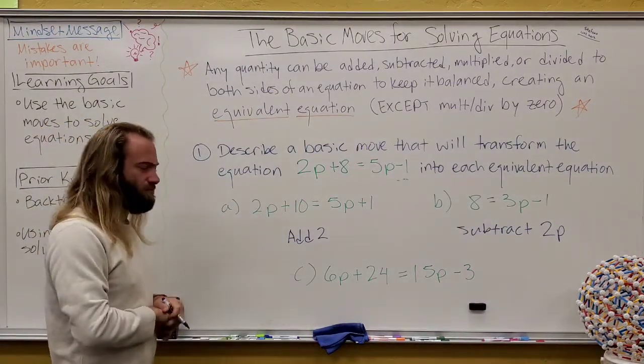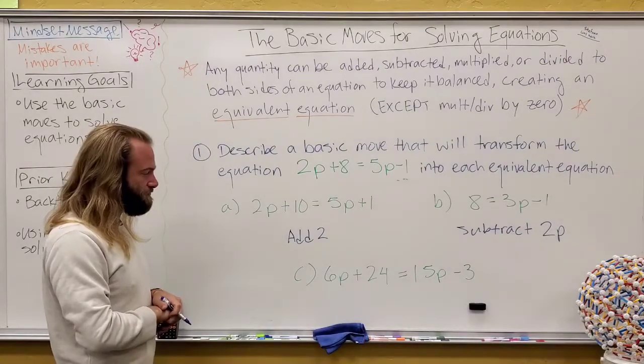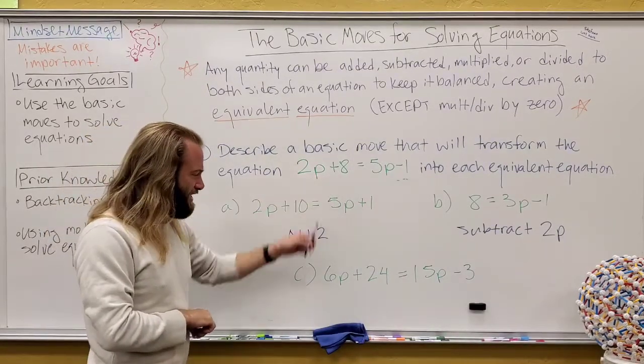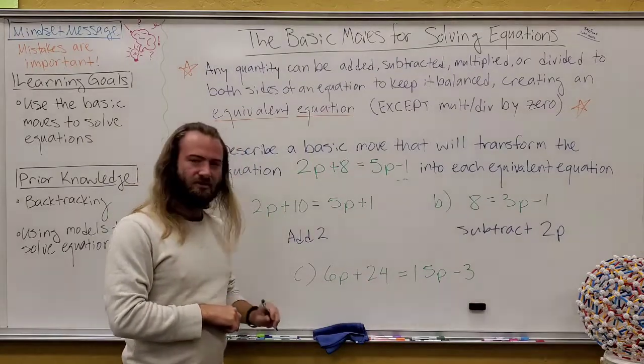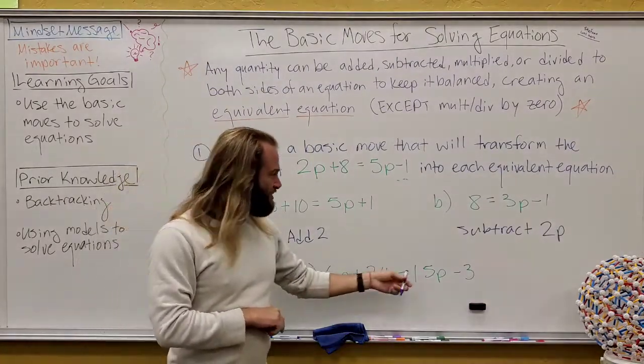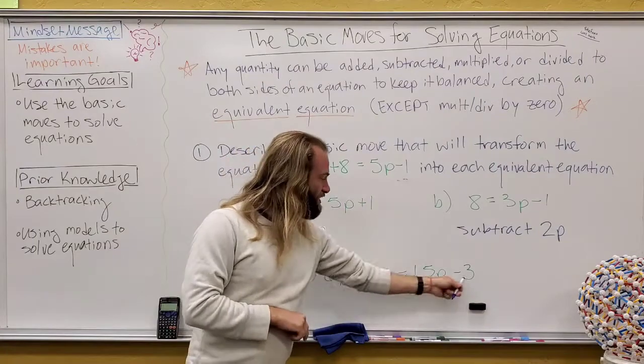Now this one, a little trickier maybe. So the 2p plus 8 became 6p plus 24. Both of those numbers changed. And in fact, so did both of these numbers here.